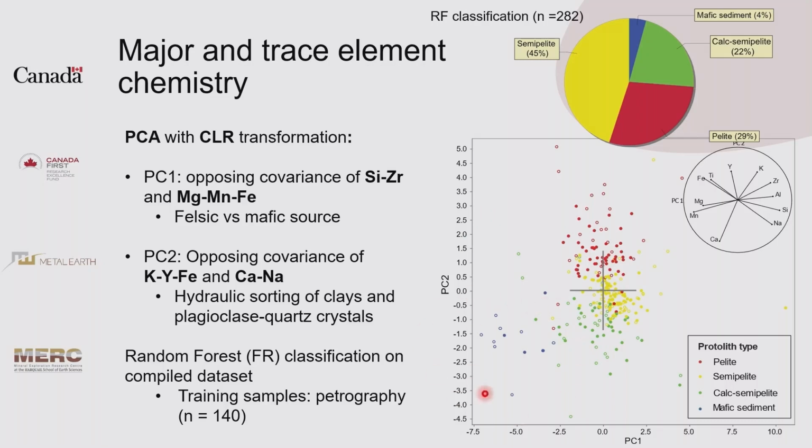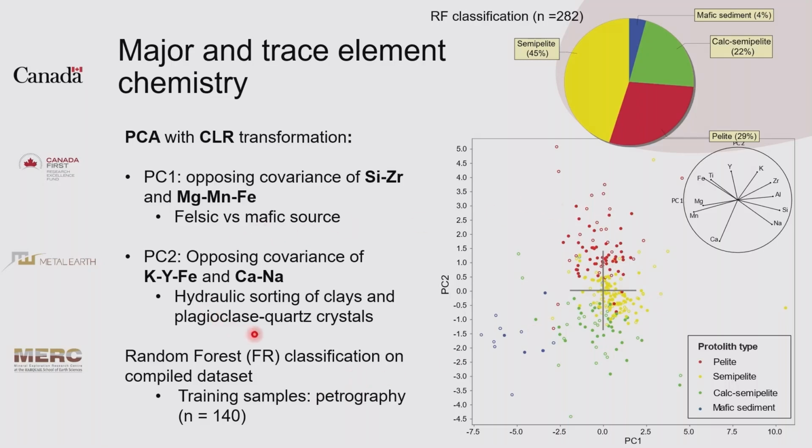The main difference between the pelite, semi-pelite, and calc semi-pelite is going to be the opposing covariance of potassium and iron, and calcium and sodium. Really this represents differences in the clay and plagioclase quartz content of the rock. It's probably attributable to hydraulic sorting of the clays. Most of the rocks contain pretty pristine plagioclase, so it's probably not much of a weathering effect, at least for the coarse grain samples.